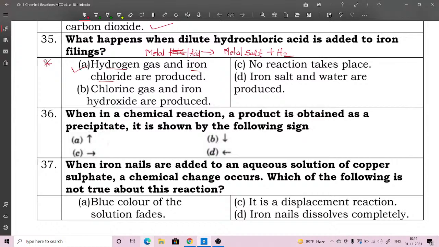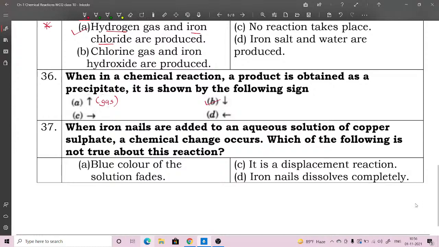When in a chemical reaction a product is obtained as precipitate, it is shown by which sign? A. Upward arrow. B. Downward arrow. C. Arrow moving towards the right hand side or arrow moving towards the left hand side. We know that precipitate is shown by this downward arrow. Okay, the correct option is B. Whereas upward arrow indicates gas, and these two arrows are the indicators for the direction of the chemical reaction. Okay. Let us move on to question number 37.